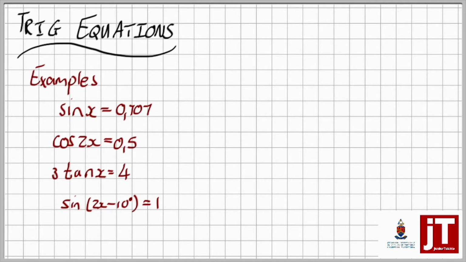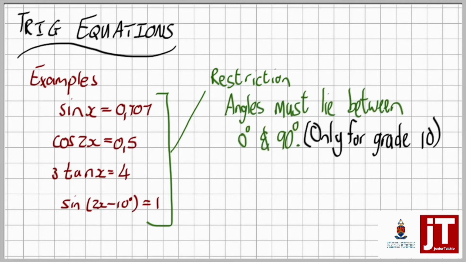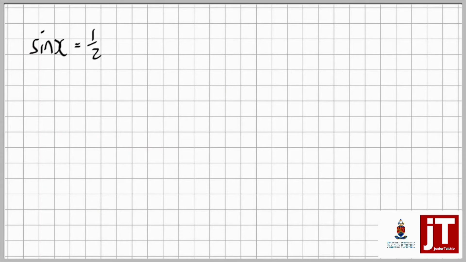For grade 10, ladies and gents, you have to remember there is a restriction. The angles must lie between 0 and 90 degrees. Please, this is only for grade 10. In grade 11, we're going to throw that away and solve for x in any magnitude of angle. So for grade 10, remember the angle must lie between 0 and 90 degrees. So let's look at a basic example. Sine of x equal to a half.